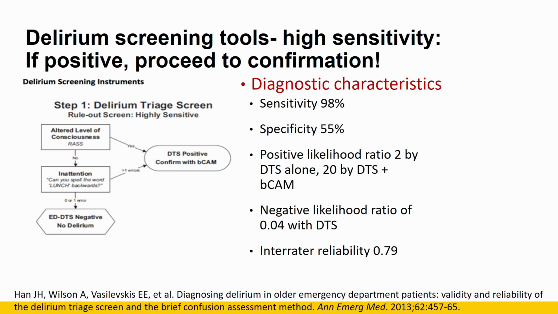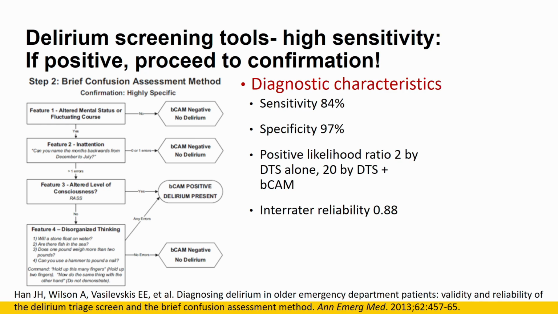Let's talk about the screening tools one more time. The initial process starts with the DTS, so the nursing staff will assess altered level of consciousness and then assess attention. If the DTS is positive, then proceed to the BCAM because the DTS has a sensitivity of 98%, but specificity of about 50%, so the positive DTS will have to be confirmed by the BCAM, which has a high specificity. Since the sensitivity of the DTS is so high, a negative DTS will rule out delirium without further tests.